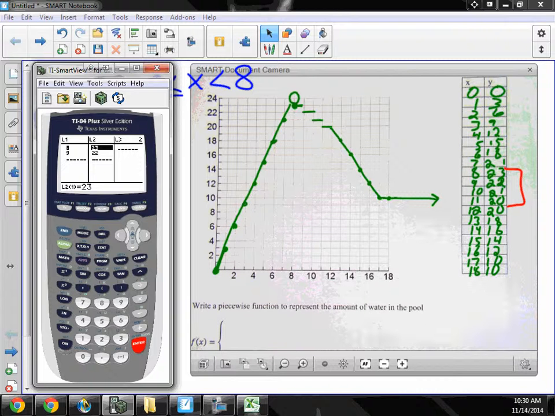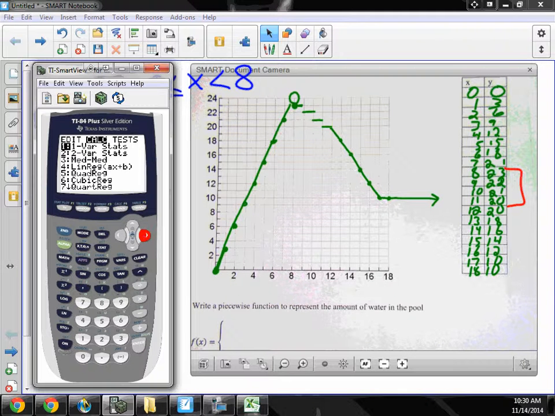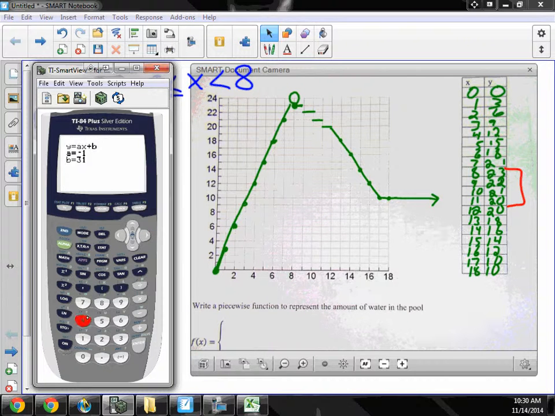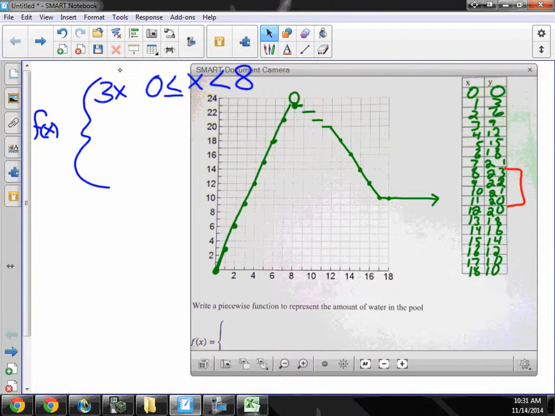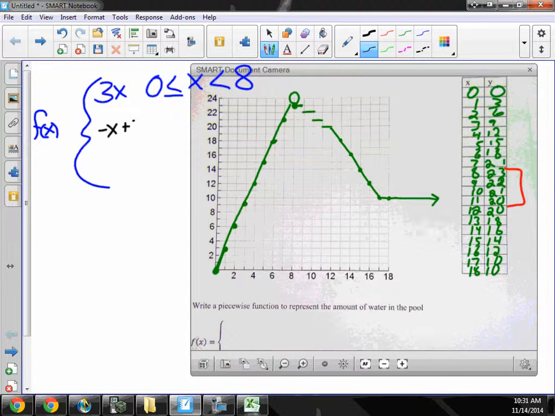Once I have them plugged in, what should I do? Go into Stat, Calc. What type of equation is this? Is it linear? Is it exponential? Is it quadratic? It's linear because it's going down 1 every minute. So we're going to do linear regression. And I get negative 1x plus 31. So the function is negative x plus 31.